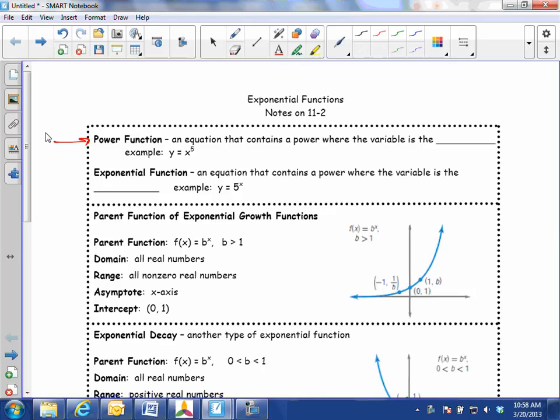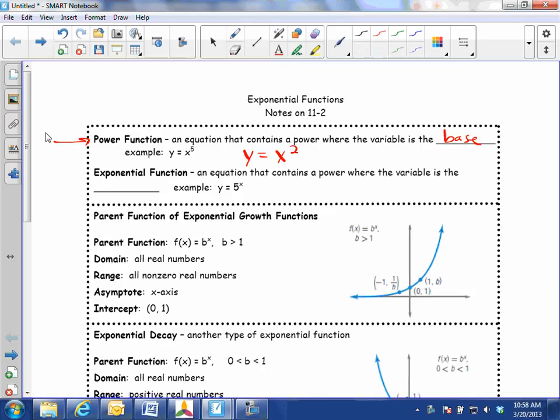So a power function is an equation that contains a power, meaning we have an exponent, but the variable is going to be the base of this exponent. Like my example, I have y equals x to the fifth, or the most common y equals x squared, which would give us a parabola. Okay, so we're pretty used to working with something like that.